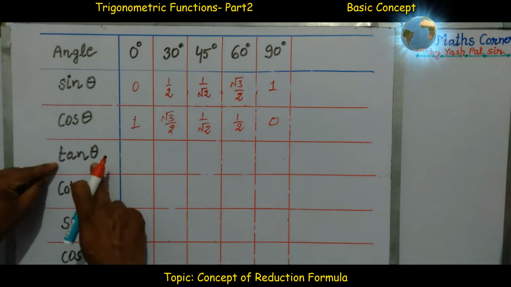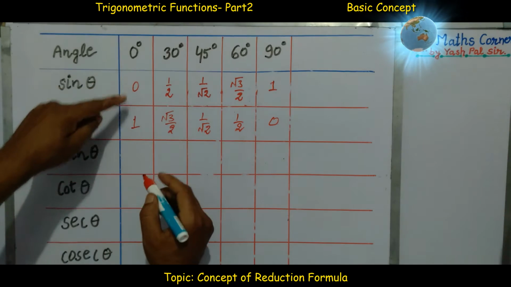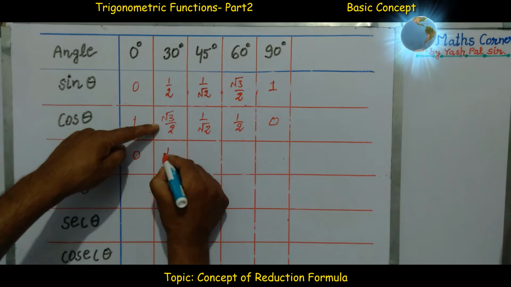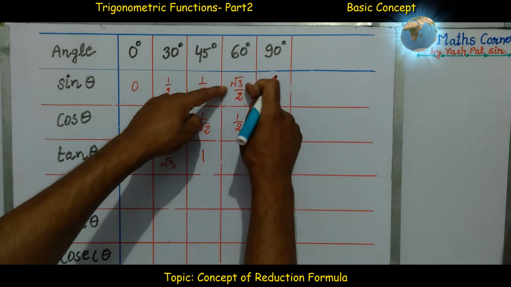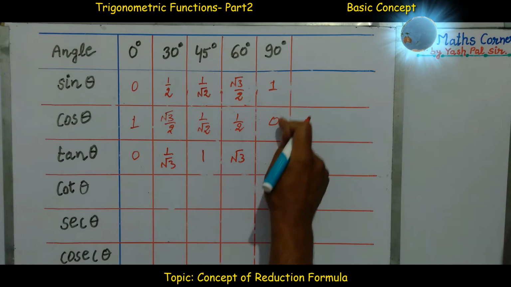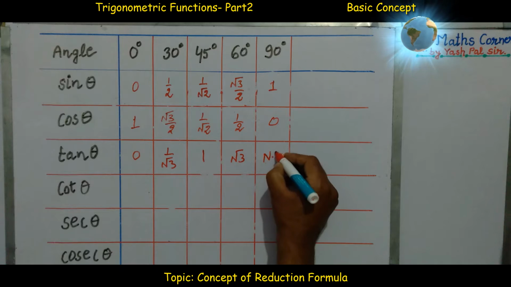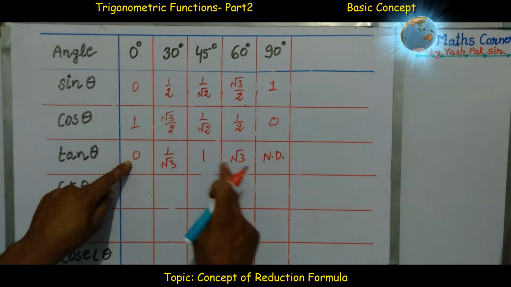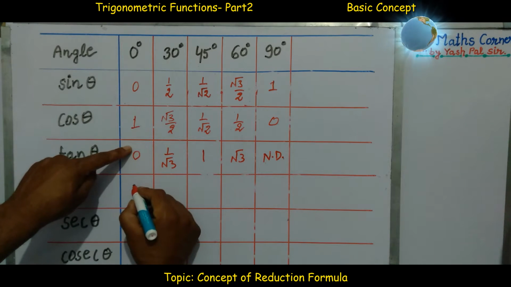Now how to find tangent theta? We just divide sine theta by cos theta. 0 divided by 1 is 0. This divided by this becomes 1 upon square root 3. This divided by this is 1. This divided by this is equal to square root of 3. 1 divided by 0 is not defined. Cotangent theta is the reciprocal of tangent theta, that is 1 upon tangent theta. 1 upon 0 is not defined.